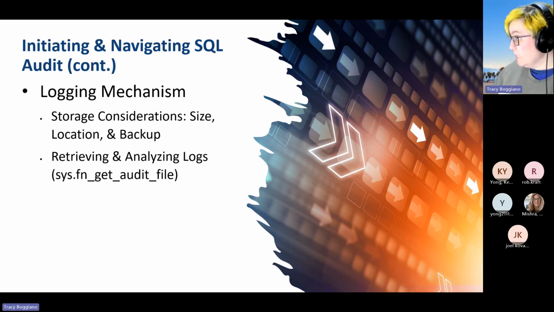But you also care about your logging mechanism. Because with every performance record that you hit, it takes up space and it takes up memory consumption trying to find things the bigger these logs get. So you've got to consider your storage considerations, where you're putting them, and the size, and how you're backing these up, because by default these go into your program files, log directory, and so on.